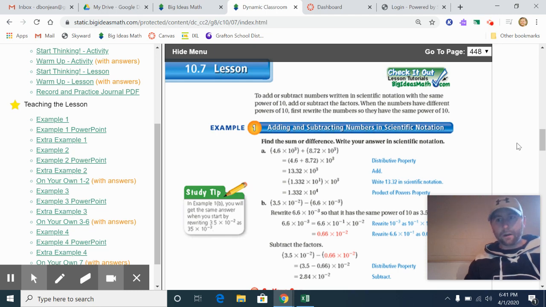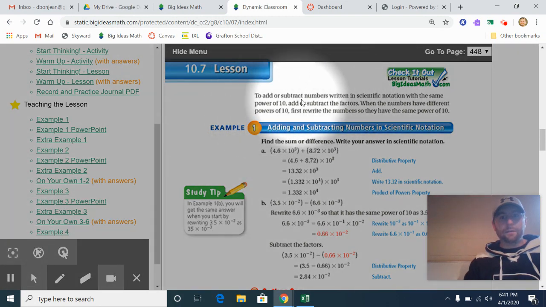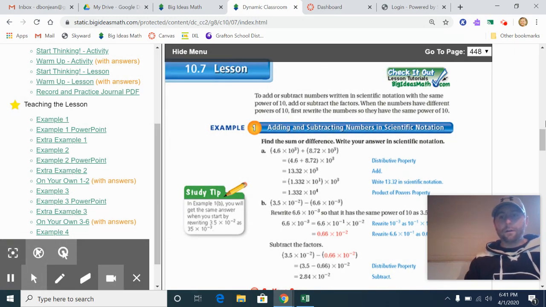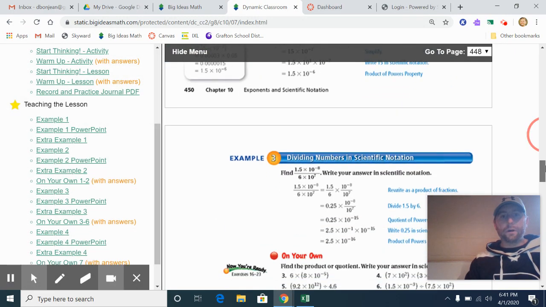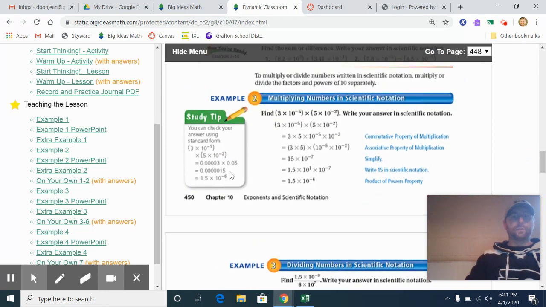What's up, guys? Today is Thursday, and we are going to move on to part 2 of 10.7. Just to recall real quick, part 1 was what you see on your screen here, where you guys were adding and subtracting numbers in scientific notation. You practiced that yesterday with a benchmark on IXL. So we are moving on to example 2 here.